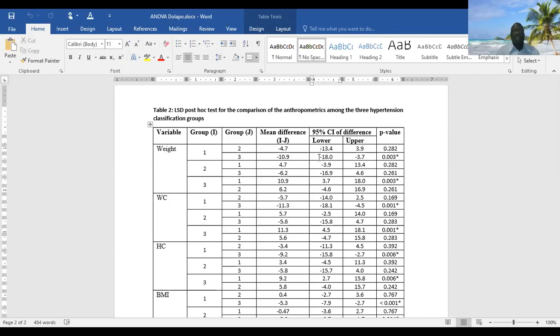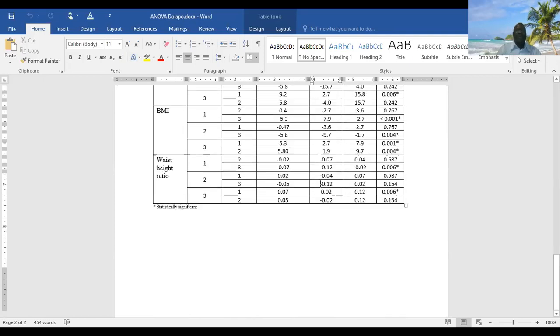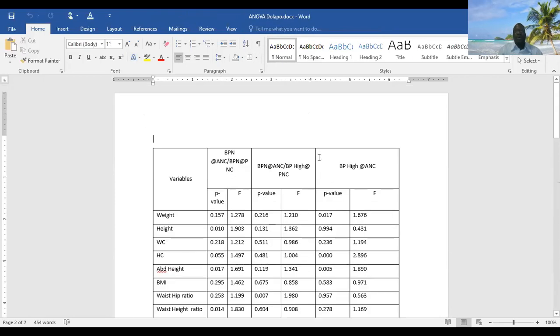So you just see the difference lies between group one and three, the difference is 4.7, and the confidence interval and the p-value confirm it. So there is an example of the work done. Let's go back. Do you want to have a question, sir?